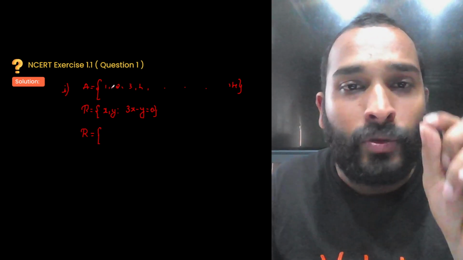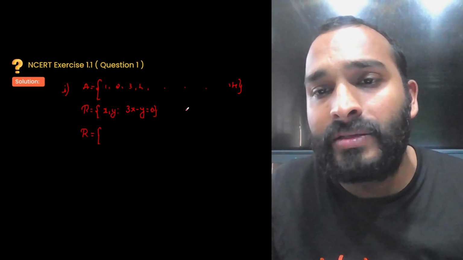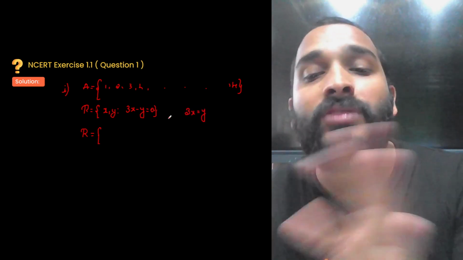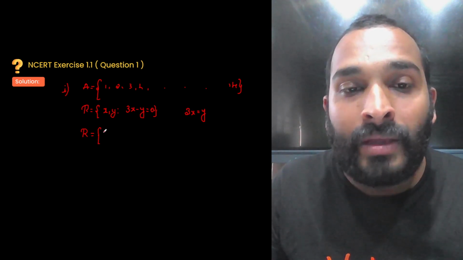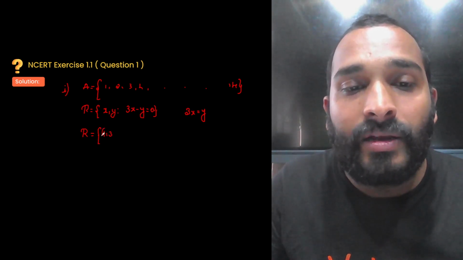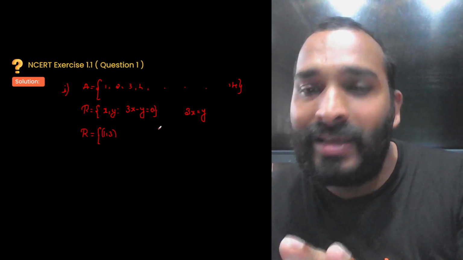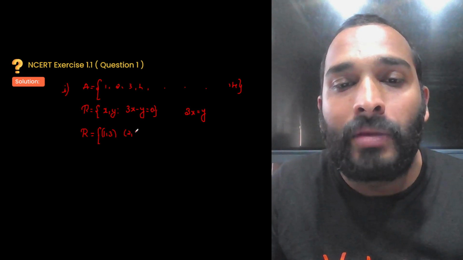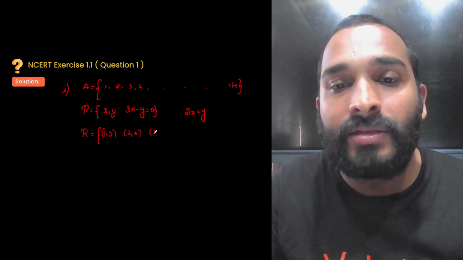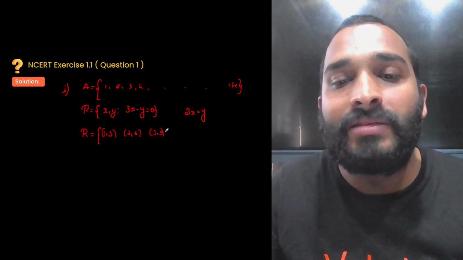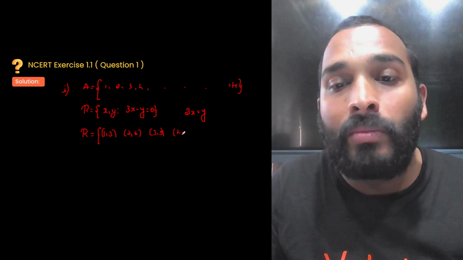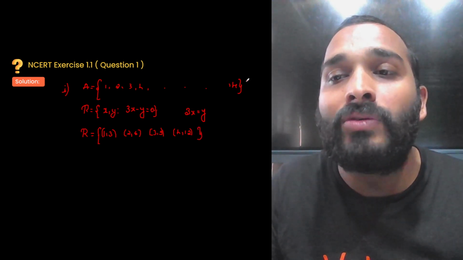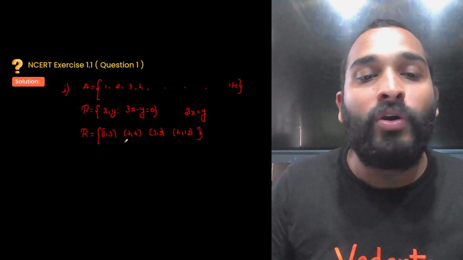How will you write? You will take the elements in such a way that it obeys 3x minus y equal to 0, which is nothing but 3x is equal to y. Choose the elements, children, which obey 3x is equal to y. What are the elements? I can take (1, 3). Yes, children, when x is 1, y is 3, right? Correct, 3 into 1. In the same way, you can select the elements (2, 6), (3, 9), (4, 12). Is (5, 15) possible? No, because 15 does not belong to set A. Yes or no? Yes. So we got our set R.